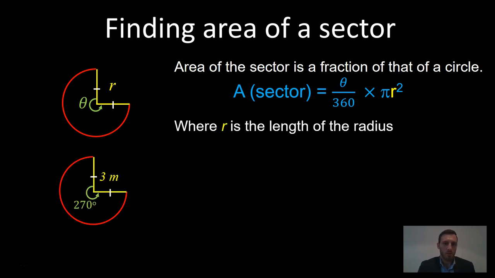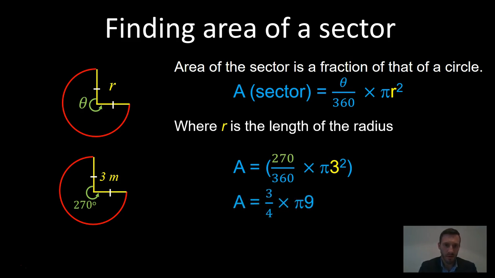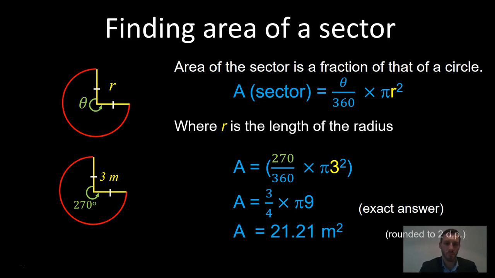So let's look at an example. In this example, we've got a circle. It's been broken down, and it's 270 degrees of an entire circle. So we rewrite the formula with 270 on 360 times pi times 3 squared. And here we have our exact answer. That can't be simplified any further without rounding. And then we solve it, and we get 21.21 meters squared, which is rounded to 2 decimal places.